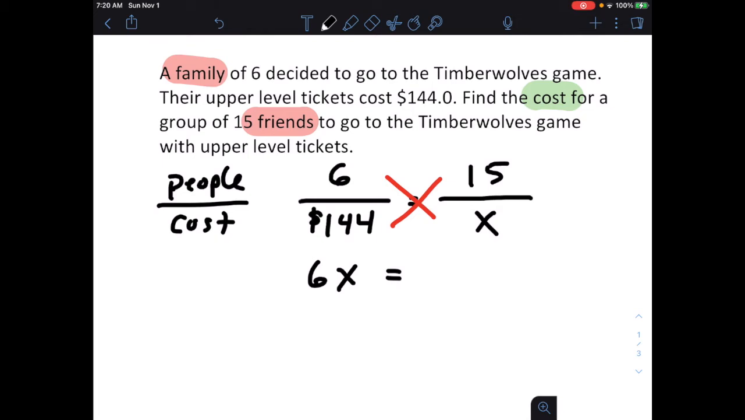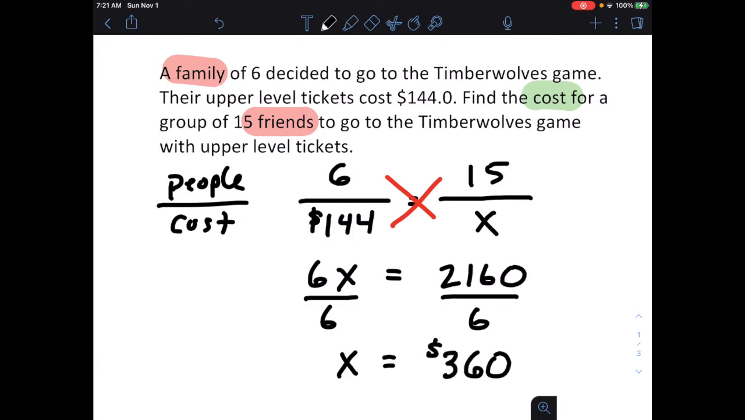Now, these are a little bit bigger numbers, so it's okay to go ahead and grab a calculator and do 15 times 144. And that's 2,160. And then all I have to do is divide by 6. So x is equal to, well, I need to grab a calculator to do that. 2,160 divided by 6 is 360. Okay, so that means the cost for 15 friends to go to the Timberwolves game with upper level tickets is $360.